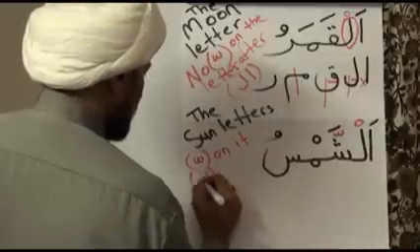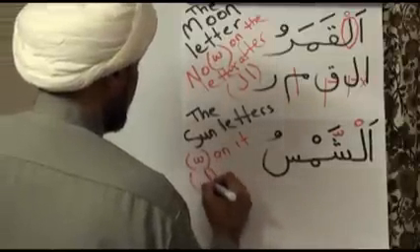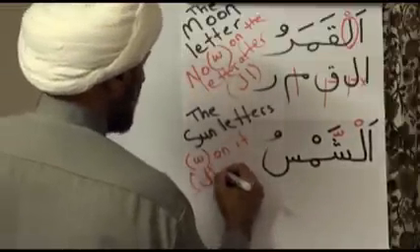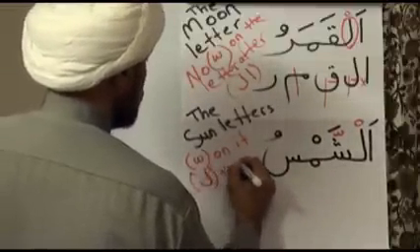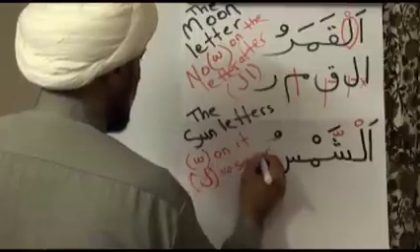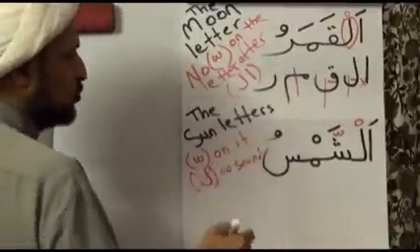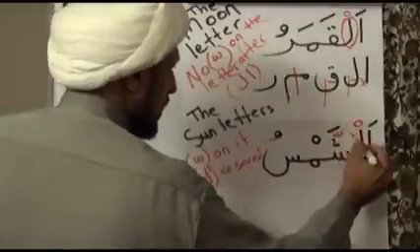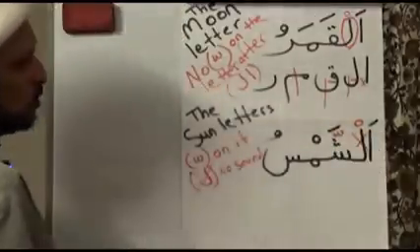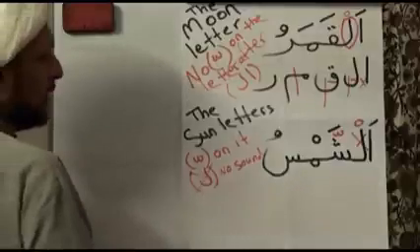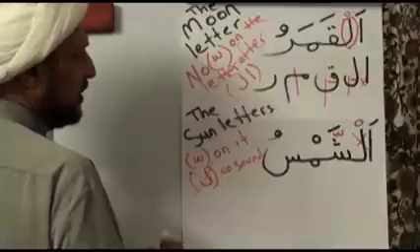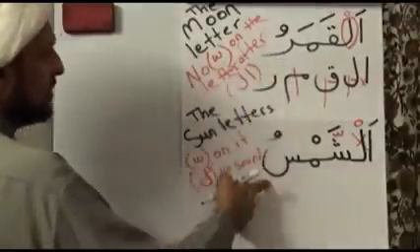Lam is disappeared. No lam sound. No sound. Lam is disappeared. Ash-shamsu. Not al-shamsu. Wrong. Ash-shamsu. So the lam sound goes away. So this is the difference between moon letters and sun letters.